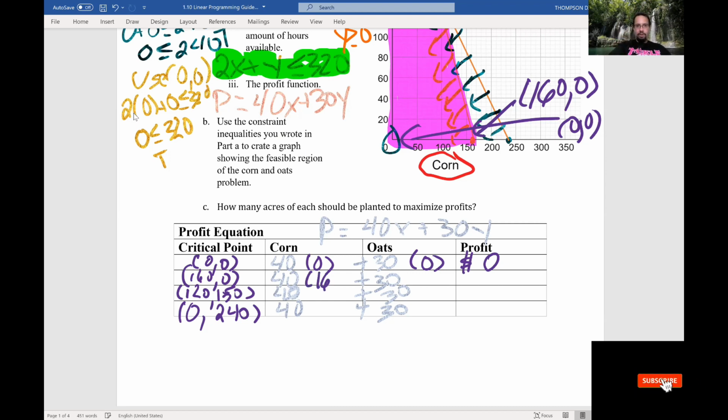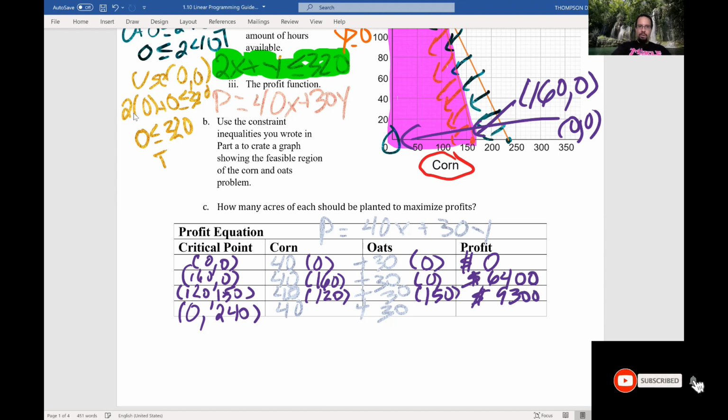So now we're going to plug in (160, 0). So 40 times 160 is 6,400, and 30 times 0 is 0. So we get $6,400. Now we'll test the point (120, 150). So that's 40 times 120 plus 30 times 150, which gives me $9,300.